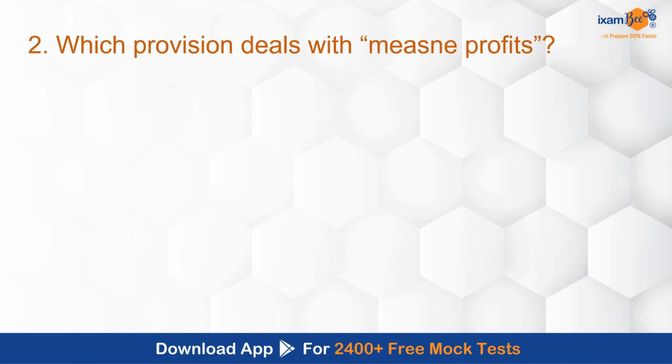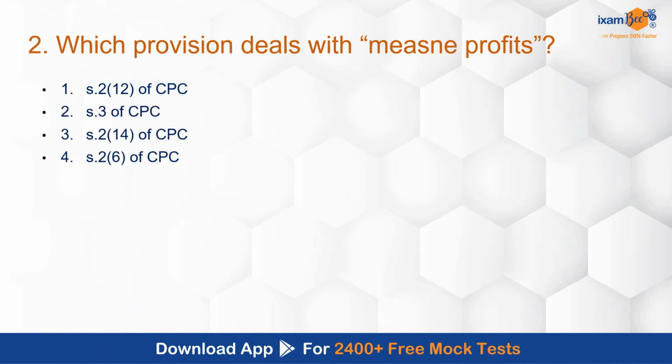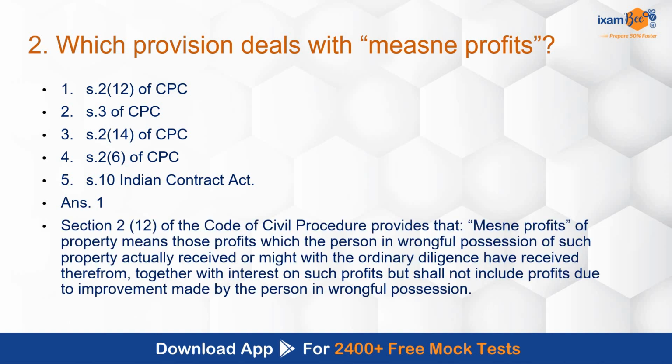Question number 2. Which provision deals with mesne profits? Section number 2, subsection 12, section 3 of CPC, section 2, subsection 14 of CPC, section 2, subsection 6 of CPC, section 10 of Indian Contract Act. The correct answer here is 1. Section 2, subsection 12 of CPC defines mesne profit. Mesne profits of the property means those profits which the person in wrongful possession of such property actually received or might with ordinary diligence have received, together with interest on such profits, but shall not include profits due to improvements made by the person in wrongful possession.